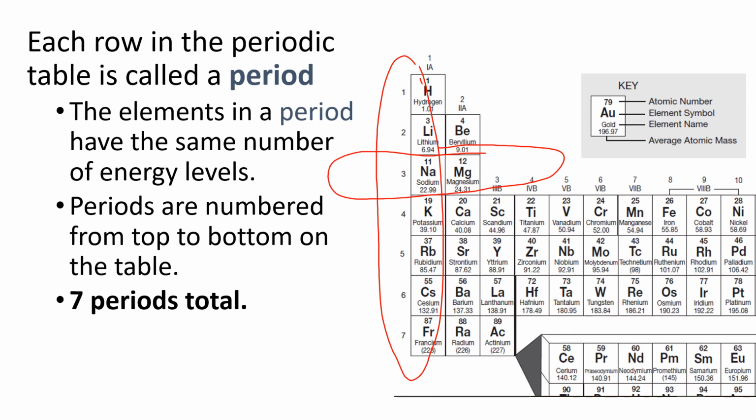Also notice at the bottom of the page where it's trying to show that selenium should be squeezed in beside La, and element 90 should fall after element 89. This is showing that our inner transition metals fit within the transition metals.